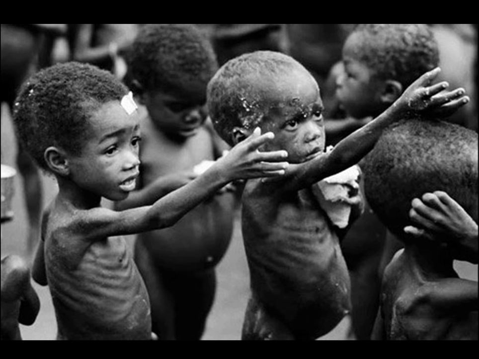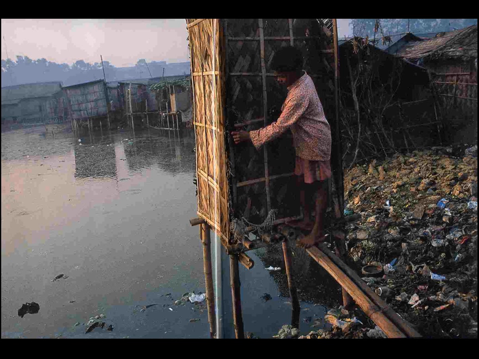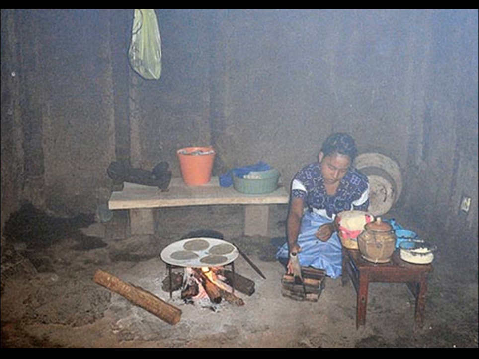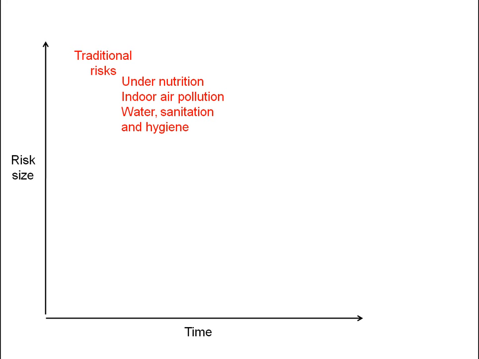The drawbacks were that there was much undernutrition, and as society progressed, other problems such as sanitation and water hygiene became new problems. Many people also cooked indoors, leading to problems with smoke inhalation and indoor air pollution.